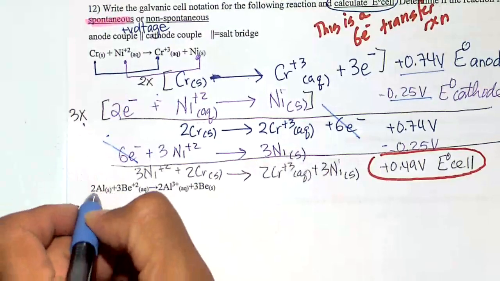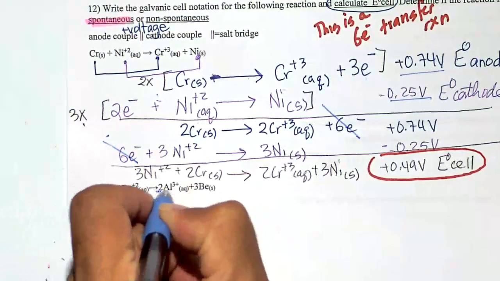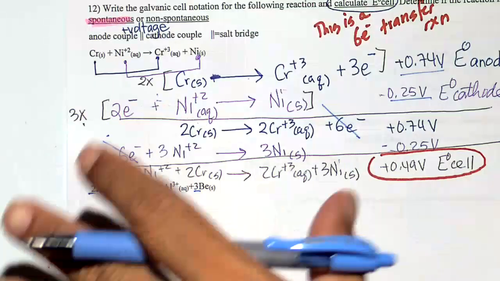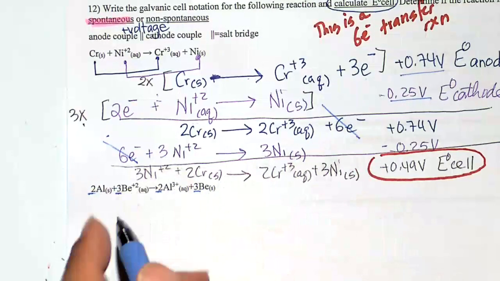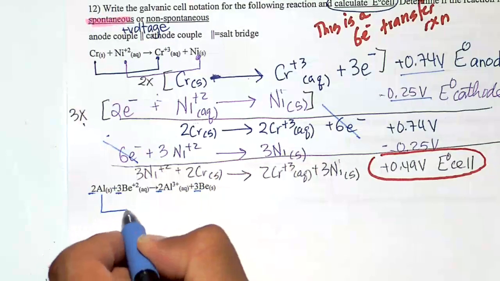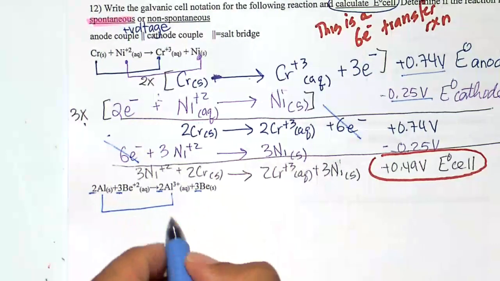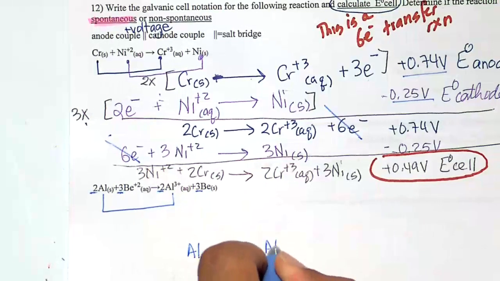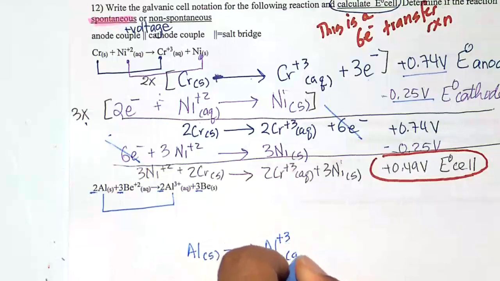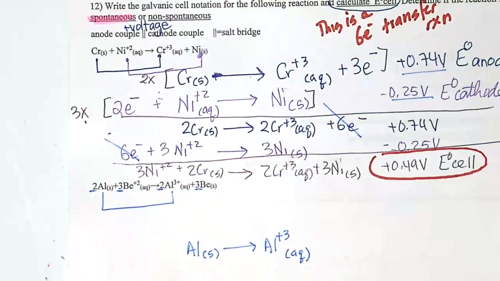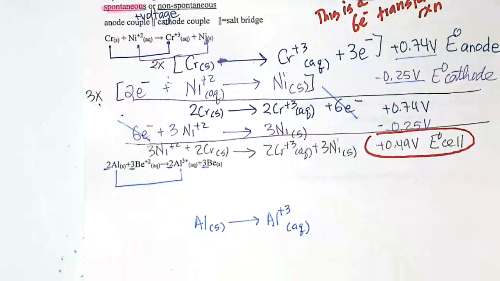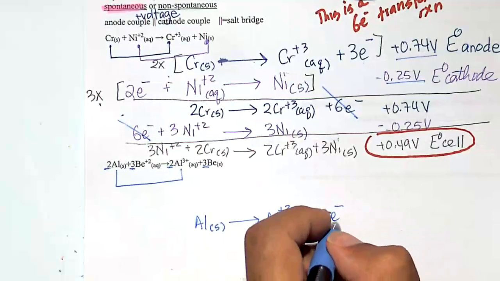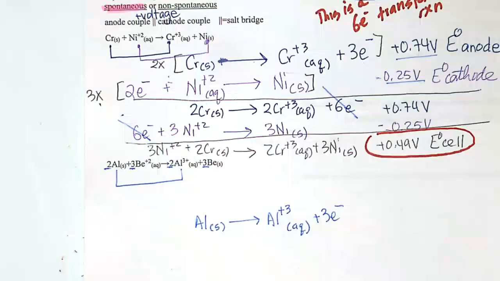All right, here's one more practice problem. I'm not going to put in the coefficients, because what we're doing is we're breaking this down and building it back up. So let's break this down. We'll first break this down to Al solid goes to Al plus 3. How many electrons and where do we put them to balance this out? I'm getting 3 electrons on the product side.